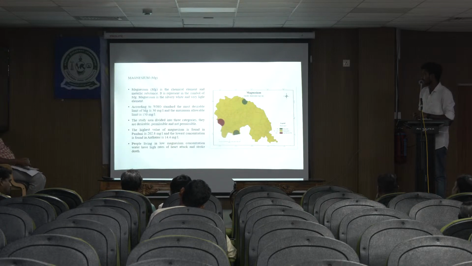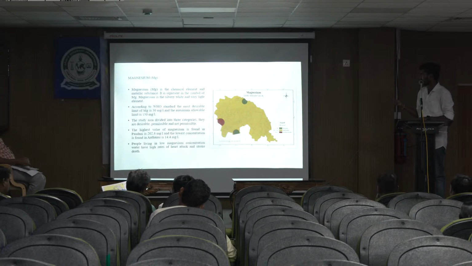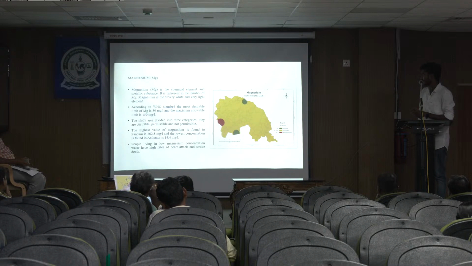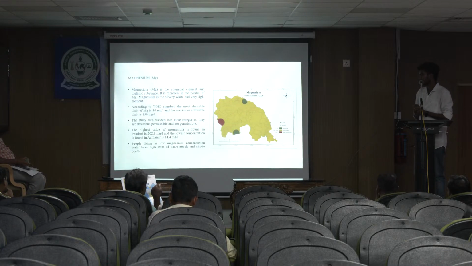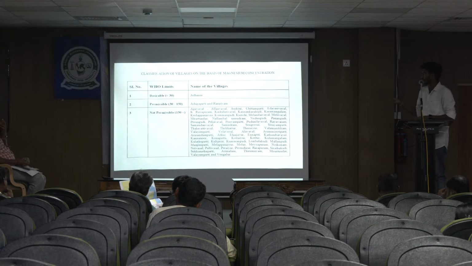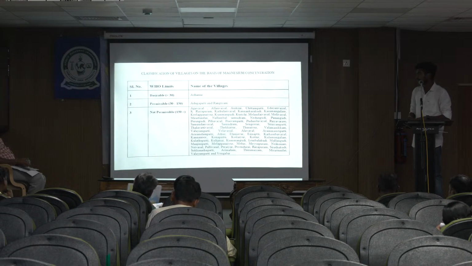Magnesium. In this magnesium, the study area falls into three categories: permissible, desirable, and not permissible. The highest value of magnesium is found in Pandani, 202.8 mg per liter, and the lowest concentration in Adanur, that is 14.4 mg per liter. This table shows the classification of villages based on the magnesium.